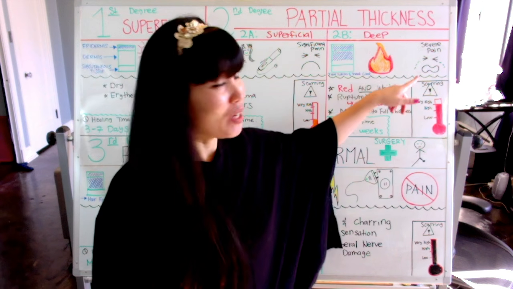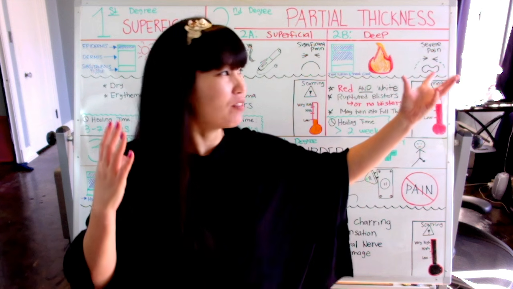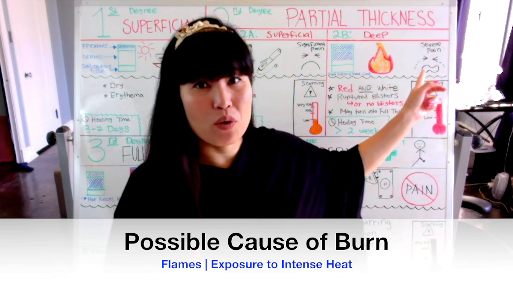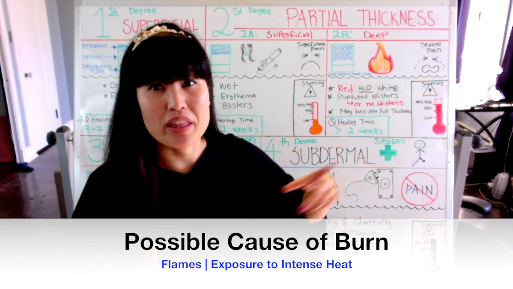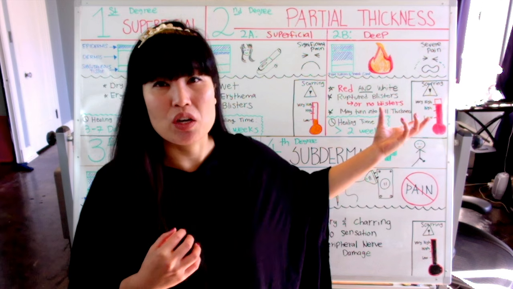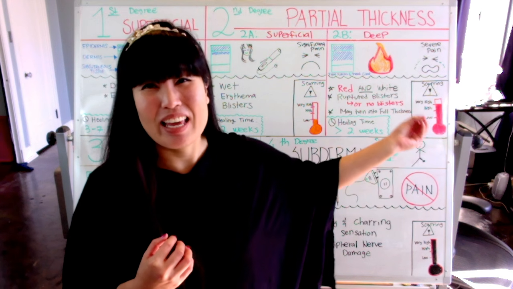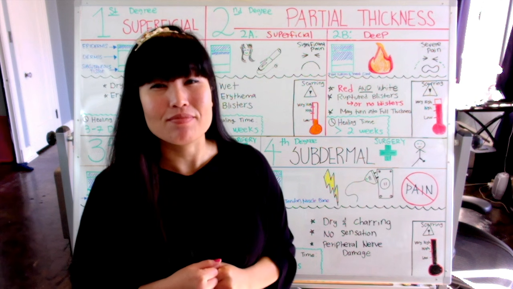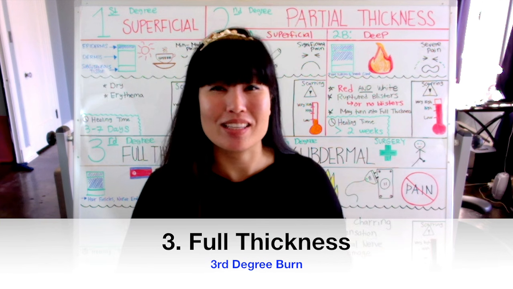And I have this cute emoticon of him crying. You see those tears because it's so painful at this level. All right, and the mechanism of a burn for deep partial thickness, now we're moving from contact with hot metal to contact with flaming material. So exposure to intense heat to flame, and that's why I have that flame. All right. Okay, now let's move on to a full thickness burn.